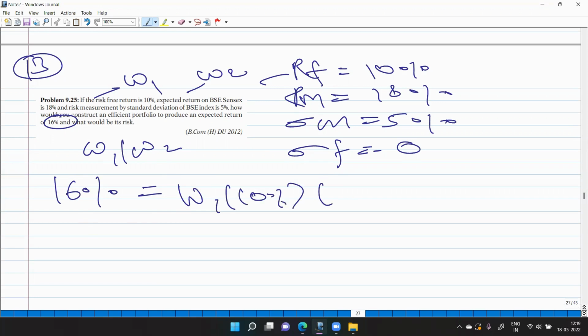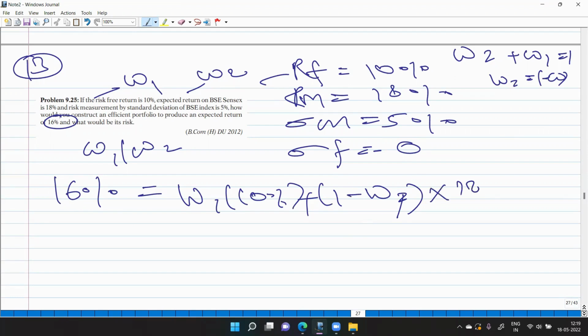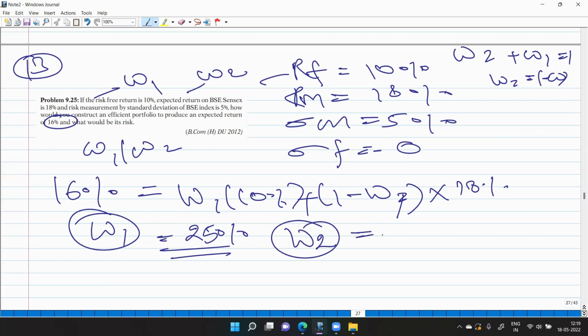इतना, ठीक है, प्लस 1 माइनस W1, ठीक है। W2 की जगह can I write W2 plus W1 would be 100%, तो W2 की जगह I can write 1 minus W1 into 18%, ठीक है। इसे solve करते हैं and we will get W1 as 25%. W1 में you should invest 25% of your total investment, मतलब आपको BSE में कितना पैसा invest करना चाहिए? 75%, ठीक है। अब रिस्क कैसे निकालोगे?